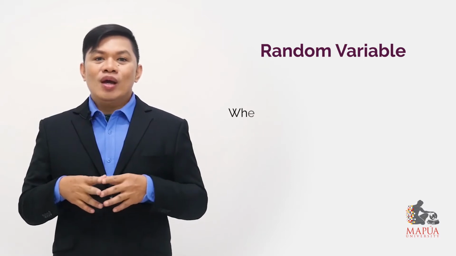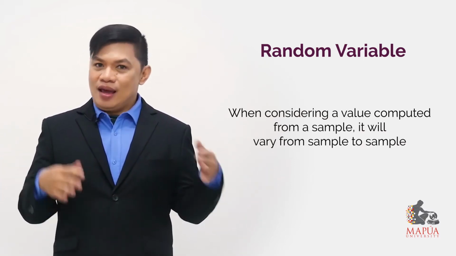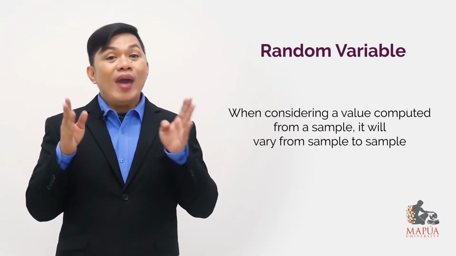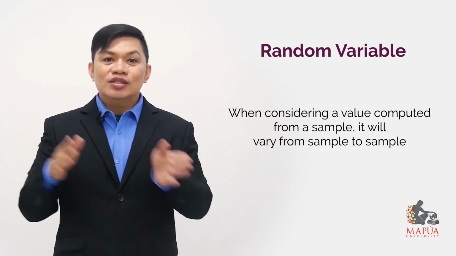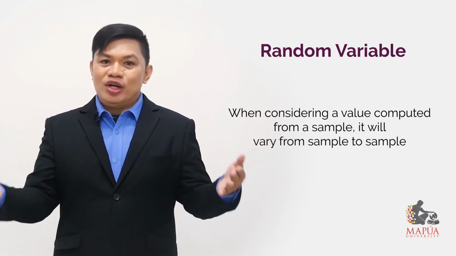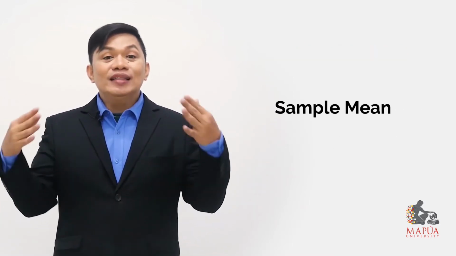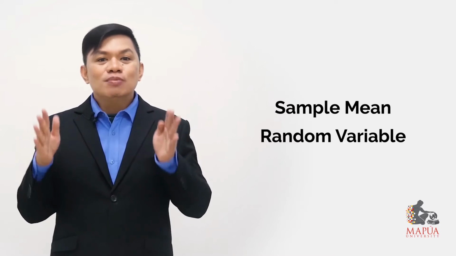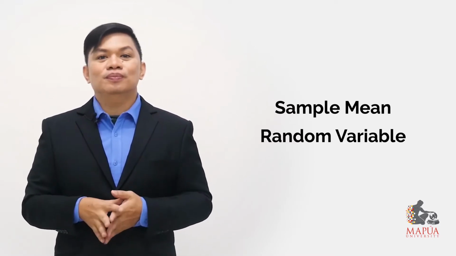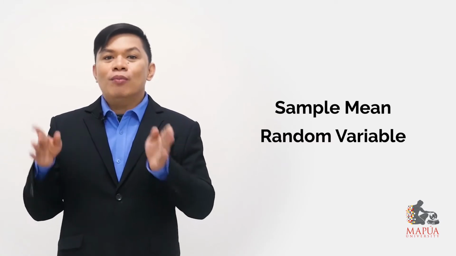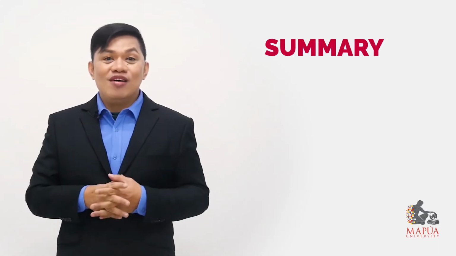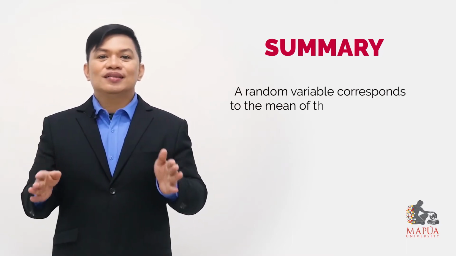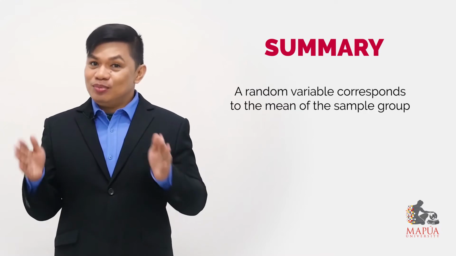So when we consider a statistic, I mean a value that is computed in the sample, we expect this to vary from sample to sample. So it's valid to say that, for example, in the case of the sample mean, we can treat it as a random variable. So we have a random variable corresponding to the mean of the sample group. We expect this to vary from sample to sample. Okay, so again, to summarize, we have a random variable corresponding to the mean of the sample group.